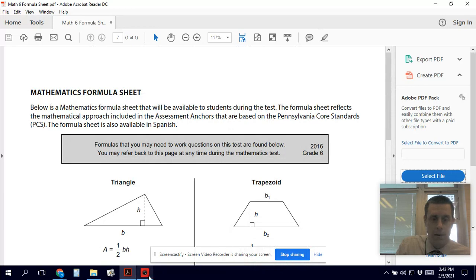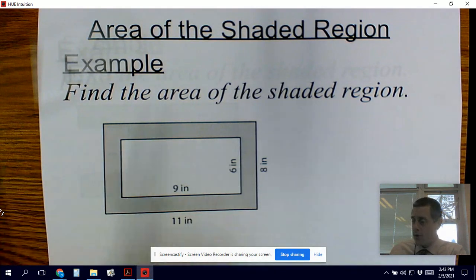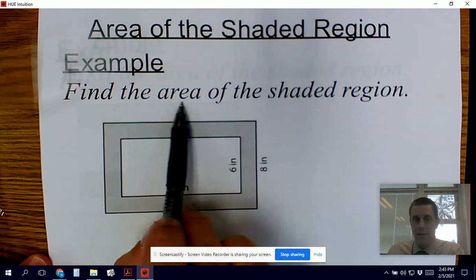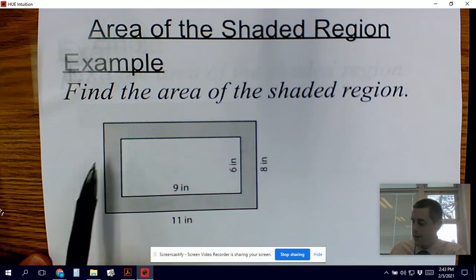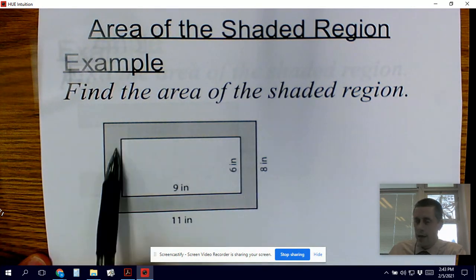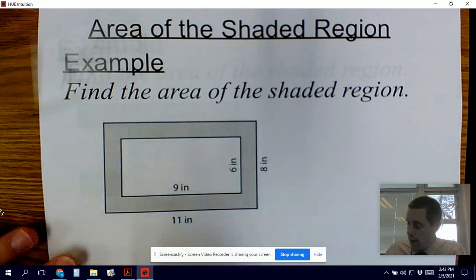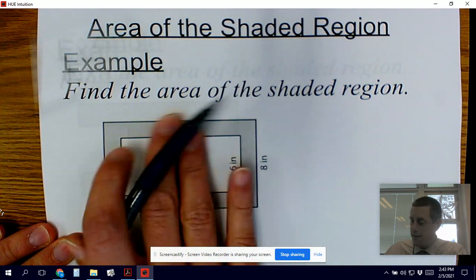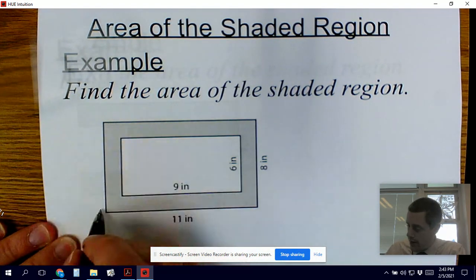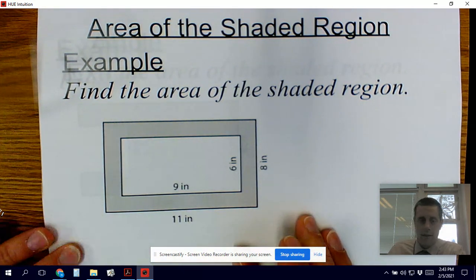All right, let's jump right into our first example. With these examples, we're going to be asked to find just the area of the shaded region of the figure. If you look at the shape down here, the shaded region is almost like a border or a frame around a rectangle. I want you to envision that this entire shape is completely filled in, like it is one big solid rectangle. And I want us to find the area of that first.